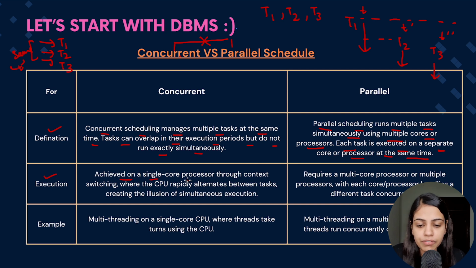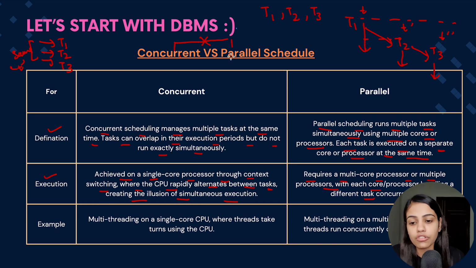Now coming to the execution. Concurrent execution is achieved on a single core processor through context switching, where the CPU rapidly alternates between the tasks, creating the illusion of simultaneous execution. When T1 starts and then T2 starts at instant T dash, a context switch happens between T1 and T2. Then again for T2 and T3 there is a context switch, which makes it alternate, or concurrent, execution.